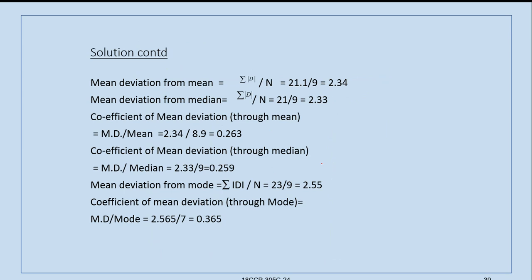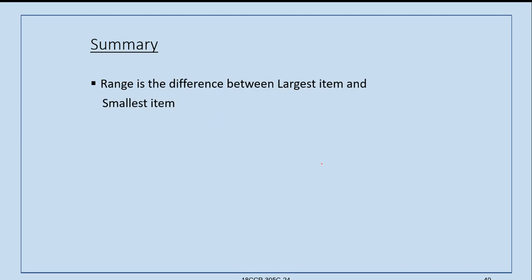This is the answer. Mean deviation from mean is sigma modulus d by n. Mean deviation from median is sigma modulus d by n. That's all. So this is the method of calculating the mean deviation in individual observations. How it is calculated in discrete series and continuous series, we will see in the next lesson.